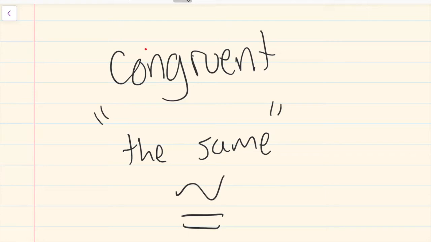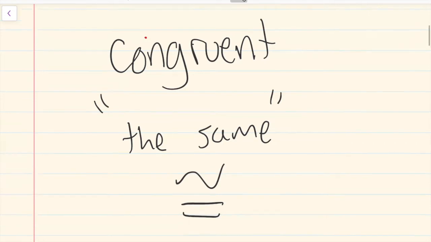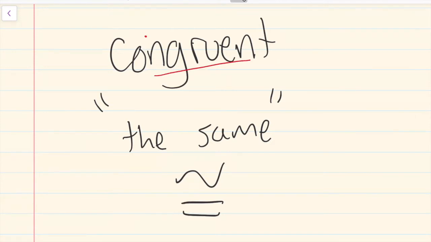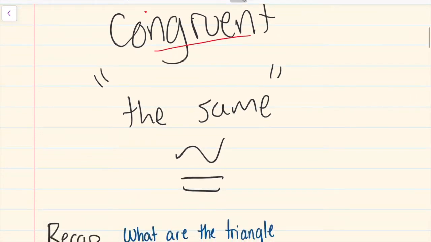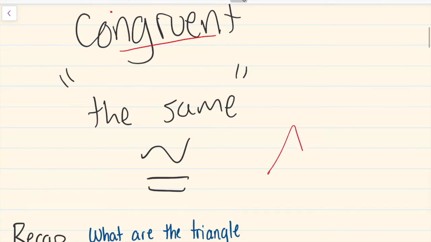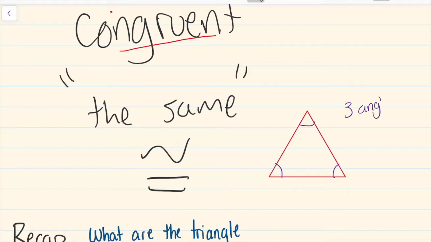Guys, in today's lesson we're going to talk about how do you know if a triangle is congruent to another triangle. So the first thing is you've got to know the word congruent means that it is the same. Now when you have a triangle, guys, let's draw a nice little triangle for you. This triangle consists of three angles, and it also consists of three sides.